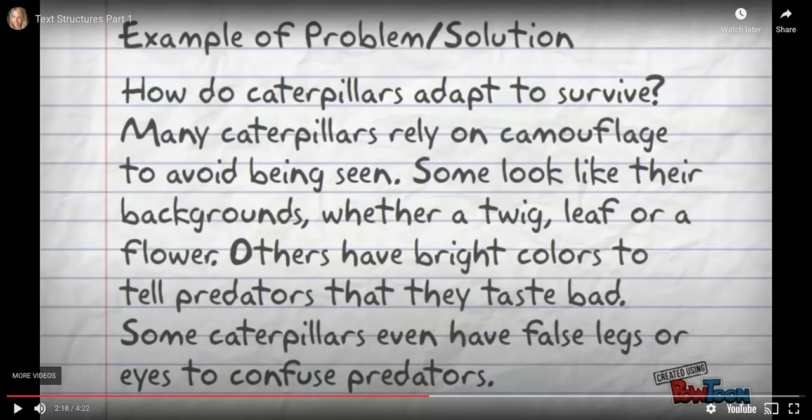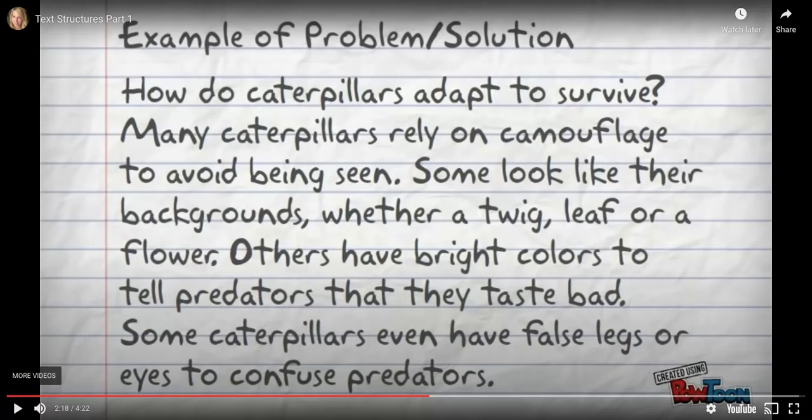Many caterpillars rely on camouflage to avoid being seen. Some look like their backgrounds, whether a twig, leaf, or a flower. Others have bright colors to tell predators that they taste bad. Some caterpillars even have false legs or eyes to confuse predators.